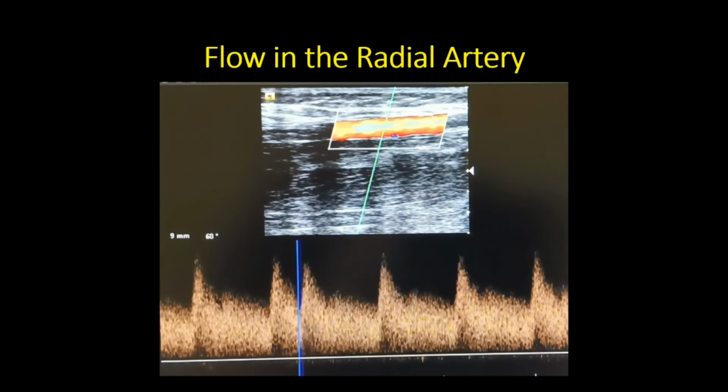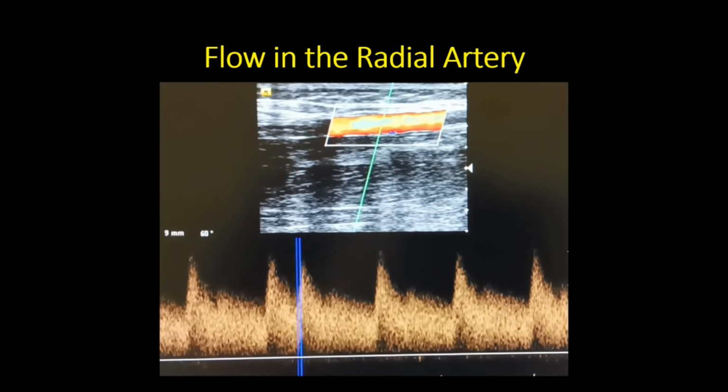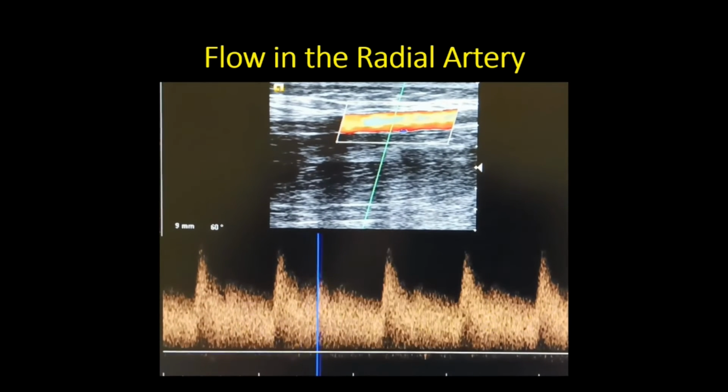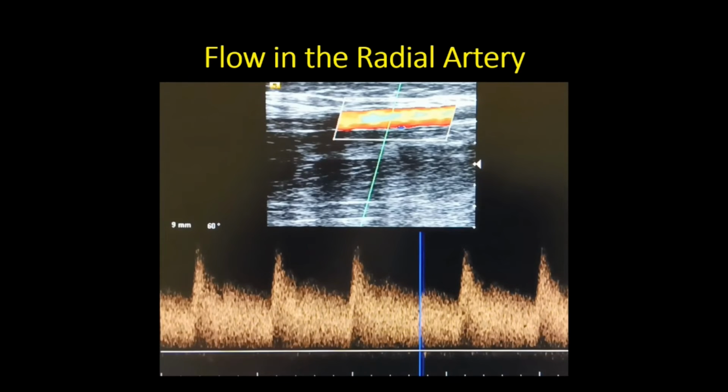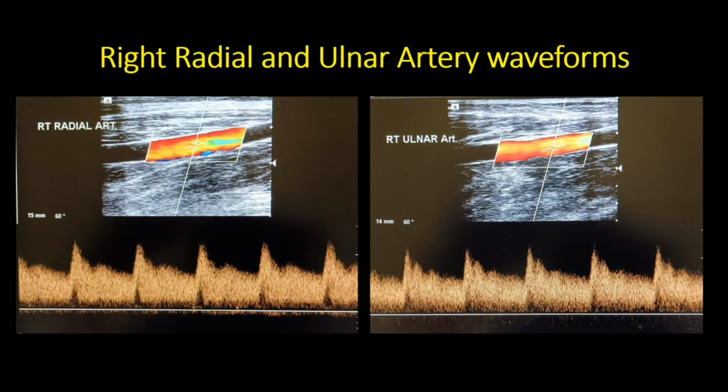The flow pattern in the radial and ulnar arteries of the right hand was a low resistance flow. As can be seen in this image, both the arteries have a very low resistance flow pattern, as can be deduced by the high flow volume during diastole.